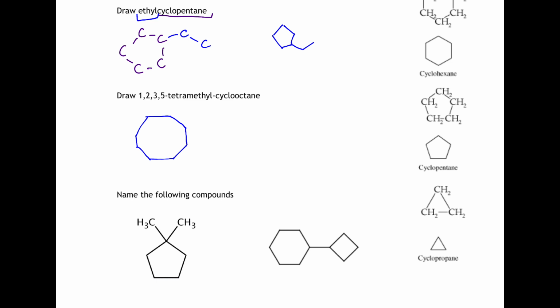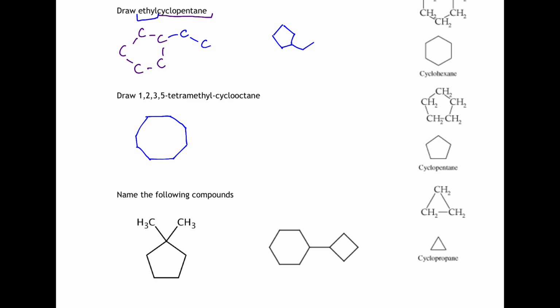It's an octagon. So I have my octagon here, and there are 8 corners on my octagon, and I have 4 methyl groups that I need to attach to it. Now, the good news is that you only need to pick a place to start, and then everything after that just follows from where you start. All of the groups are the same, so it doesn't matter where you start.